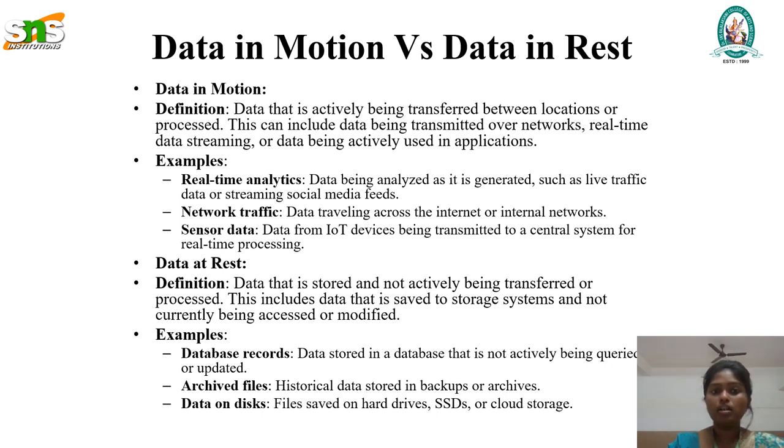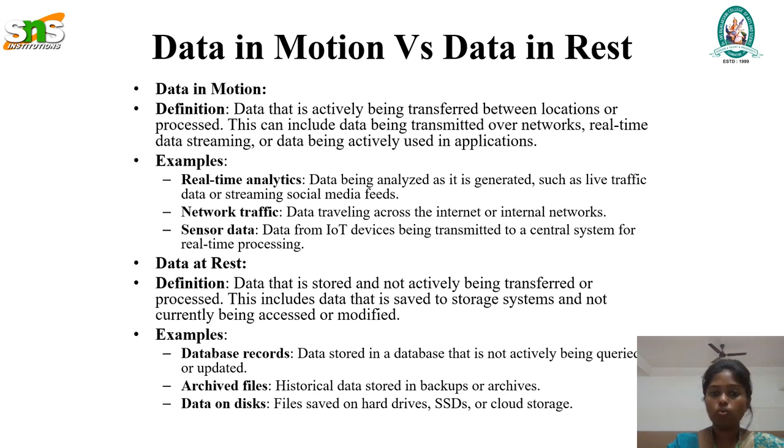Data in motion means the data being transferred between locations or being processed. This can include data being transmitted over a network, real-time data streaming, or data being actively used in an application. Real-time analysis means data is analyzed as it is generated, such as live traffic data, streaming social media feeds, network traffic, and sensor data.